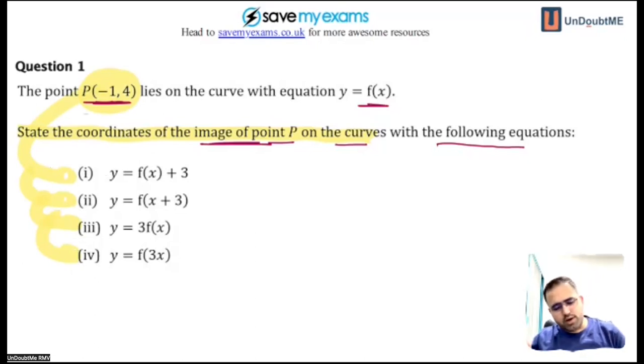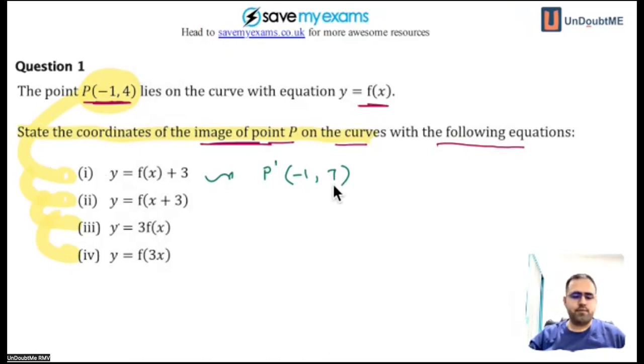So to cut it short, for the first one, the image of point P, or the new point P dash, will be (-1, 4 + 3), that is (-1, 7). It is f(x) + 3. f(x) plus or minus a is a transformation which lifts the graph up or down. So this will only change the y value. It will not change the x value. So the x coordinate remains the same. The y coordinate will be lifted by 3 units.